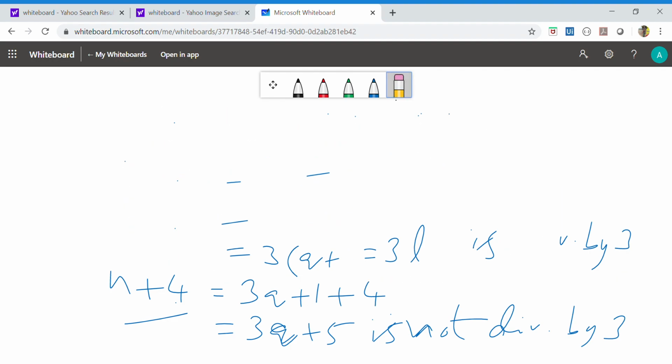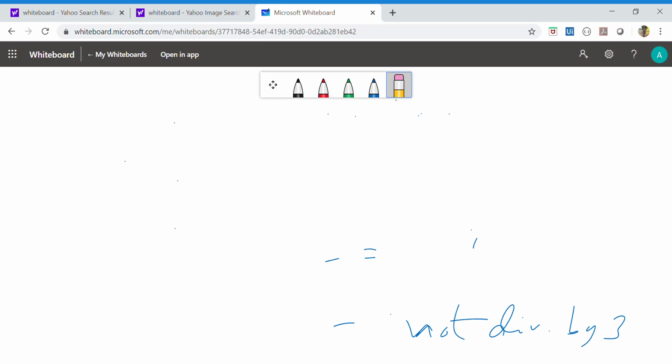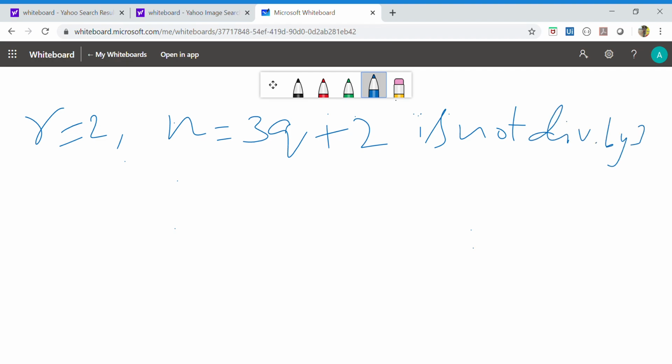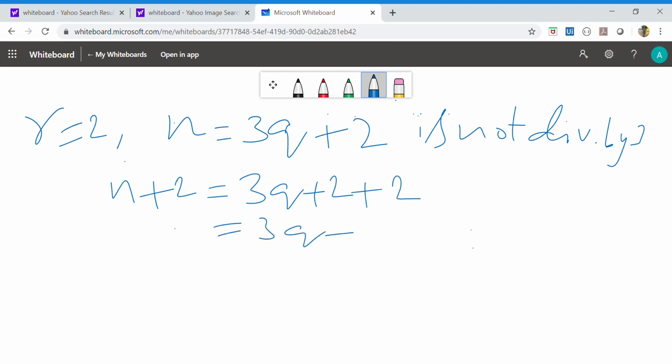And we have to check for r is equal to 2 also. If r is equal to 2, what is the n value? 3q plus r, so 3q plus 2. As 2 is not a multiple of 3, the total term is not divisible by 3. Next, what you have to check? n plus 2. n is 3q plus 2, and n is added by 2. So 3q plus 2 plus 2 becomes 3q plus 4. This is also not divisible by 3.